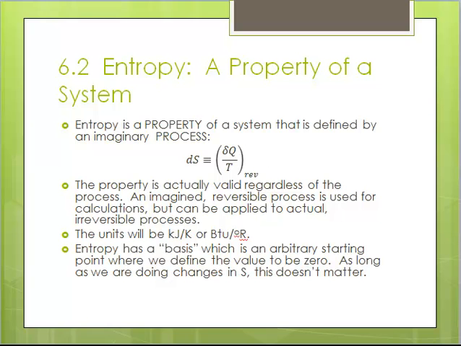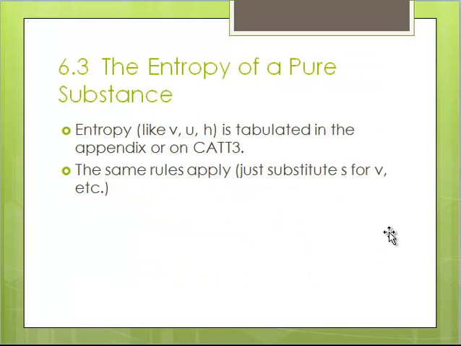Our final section in this video is about how you're going to find that data. The good news is that S, or entropy, is, in terms of patterns, exactly the same as v, u, and h. So it's the last column in our data tables. We had volume, and we had our internal energy and enthalpy, and there was this weird column S over to the side. S is our entropy values.